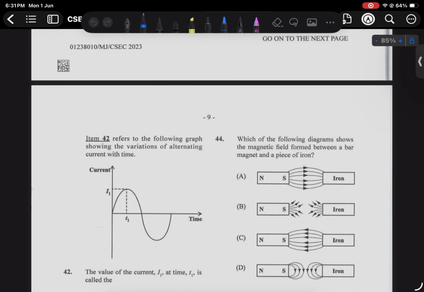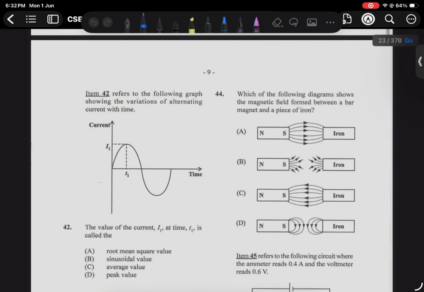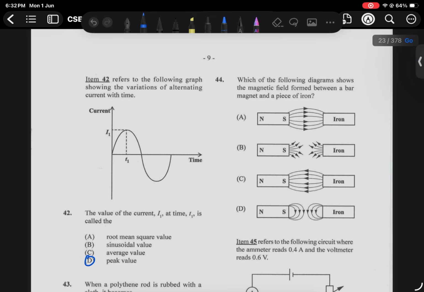Item 42 refers to the following graph showing the variations of alternating current with time. The value of current I1 at T1 is called the peak value, where the current is the highest.